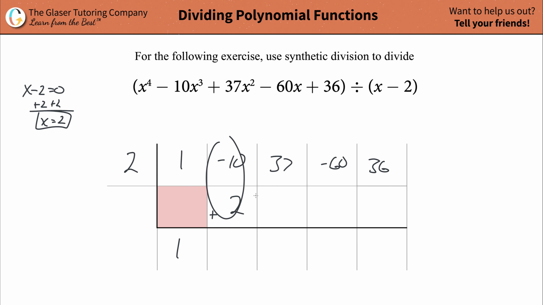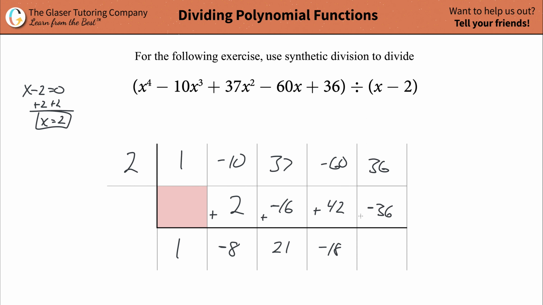Then you simply add these terms together in the column. Negative 10 plus 2 is negative 8. Then multiply this value by the outside value, so that's negative 16. Add those together: 37 minus 16 is a positive 21. Then take the 21 and multiply it by 2 to get 42. Add these terms together, and that should be negative 18 now. Then take negative 18 and multiply it by 2, which works out to negative 36.